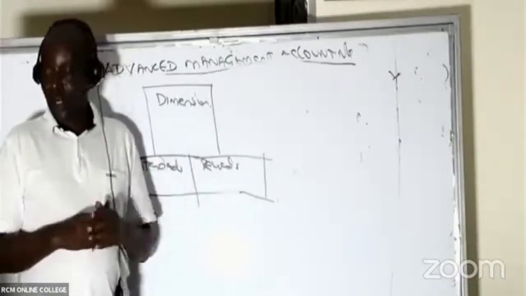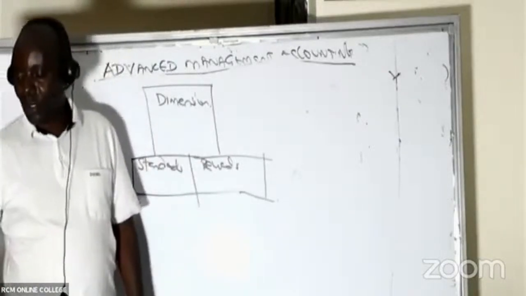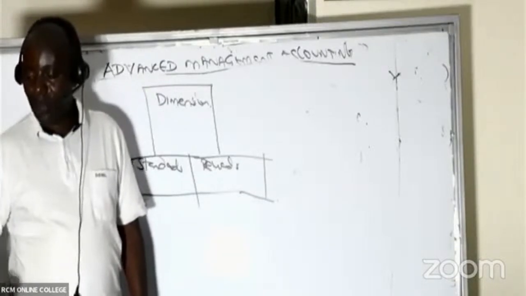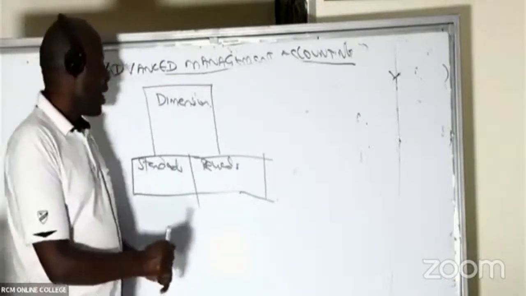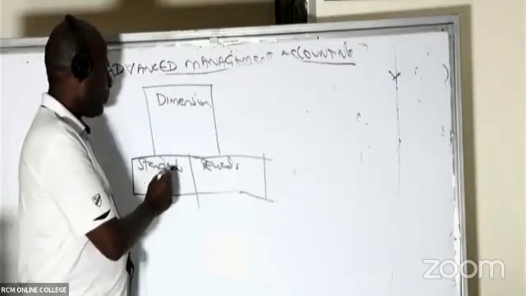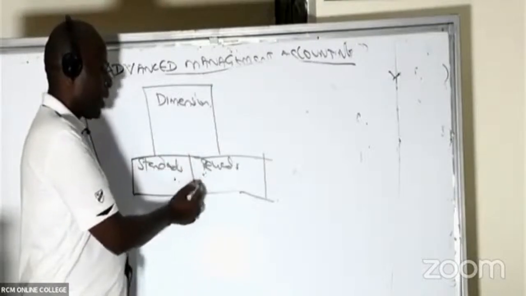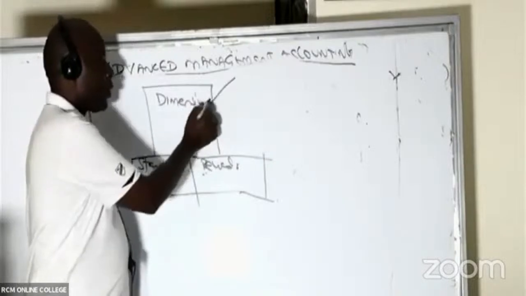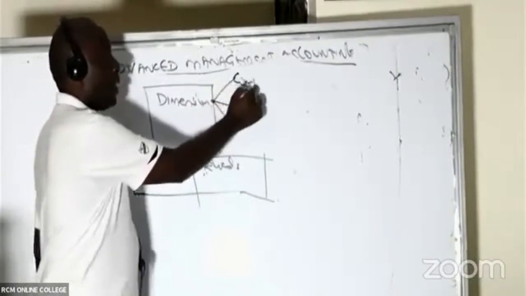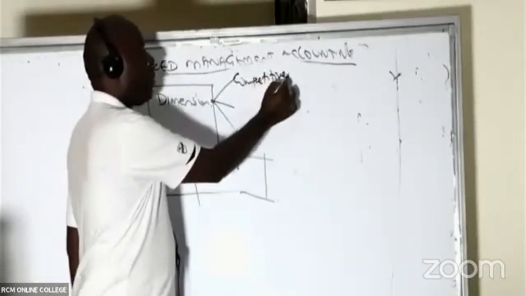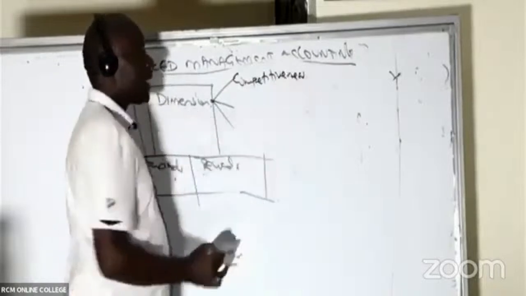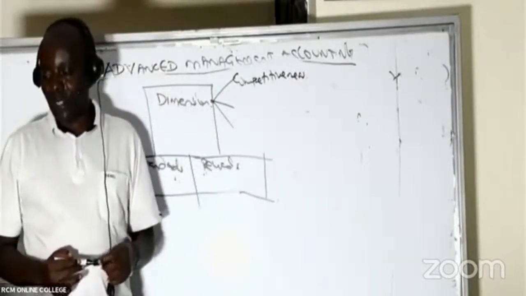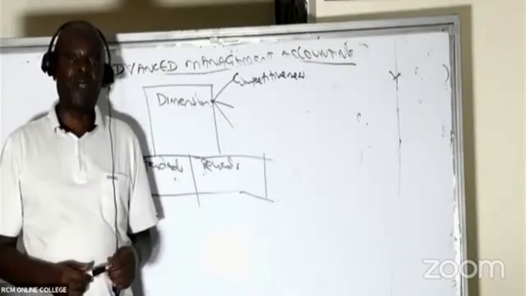So when you talk of dimensions, ladies and gentlemen, what are we looking at? For example, once you have been able to pay these guys whatever you had agreed, and everybody is happy, the first dimension is competitiveness. Your company will be very competitive.